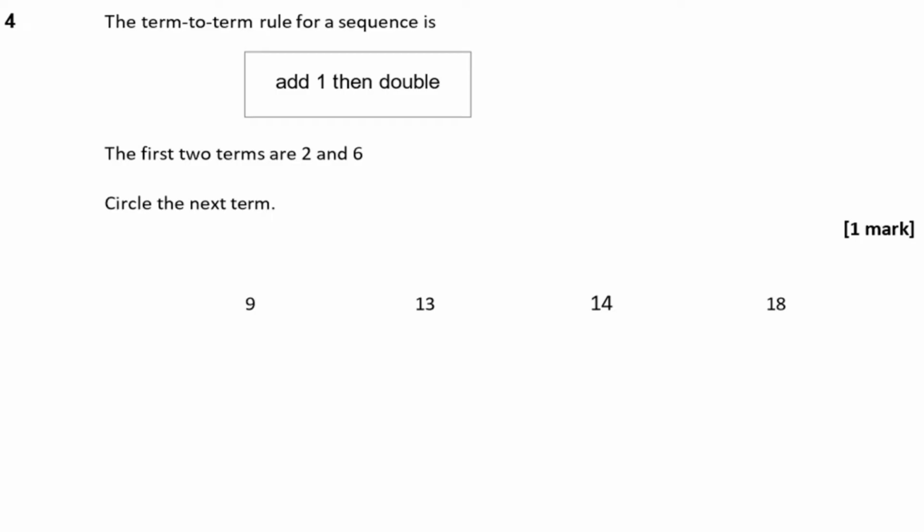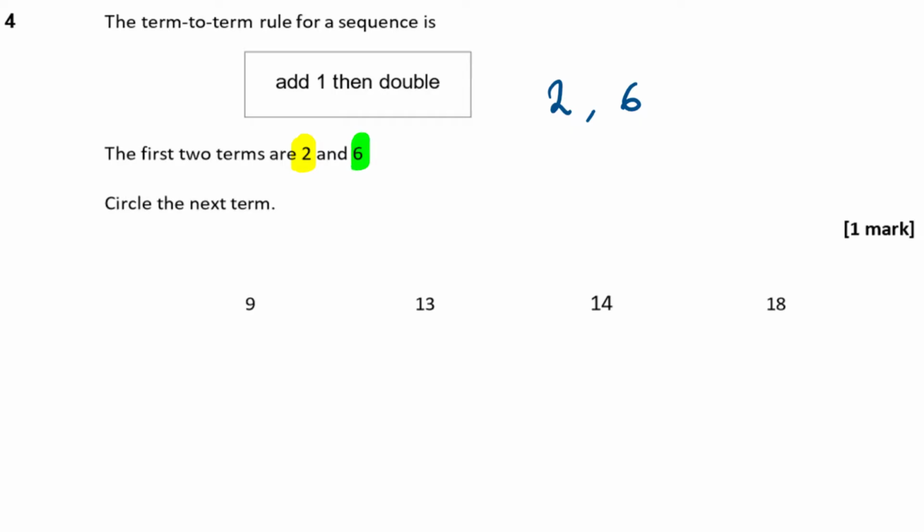Okay, so a term-to-term rule tells you how to find the next term from the previous one. So we're told that the first term is 2. I'm just going to use this to demonstrate. If I take 2 and add 1 to it and then double it, 2 add 1 is 3, and then doubled is 6, isn't it? So that gives me the second term 6, which I was already given down here anyway.